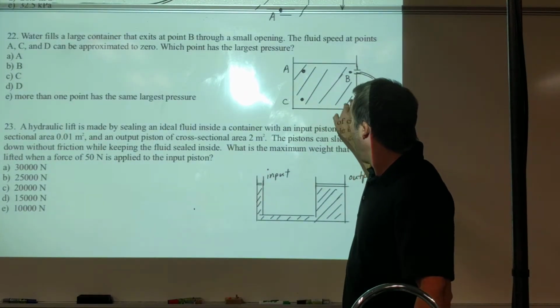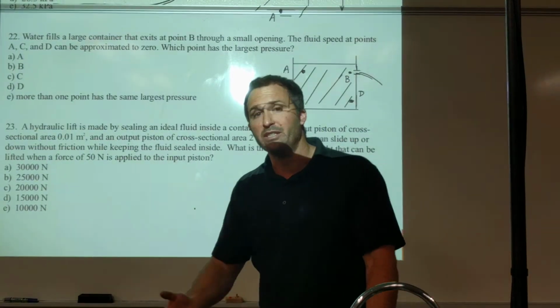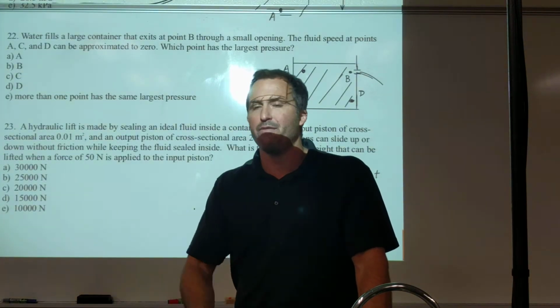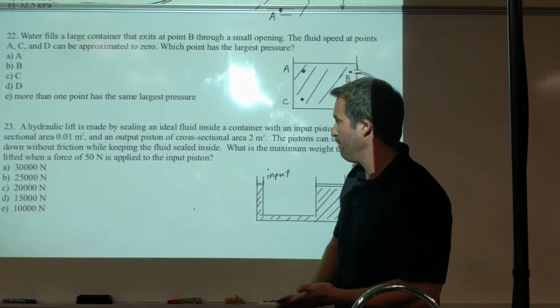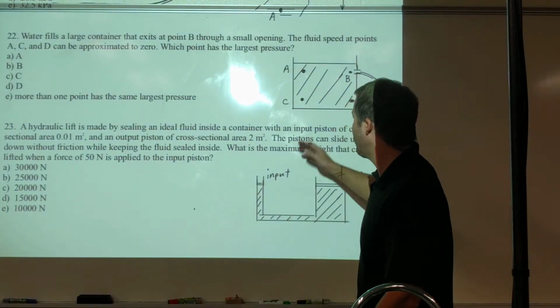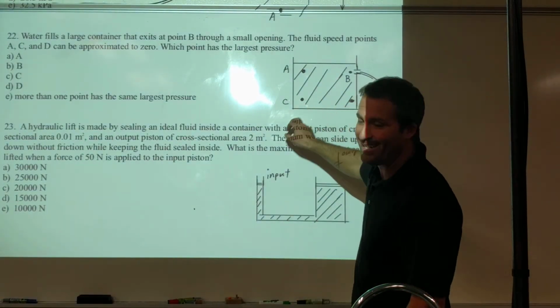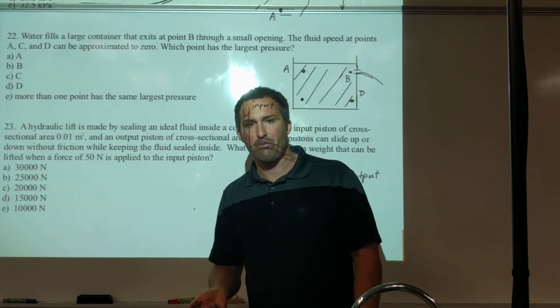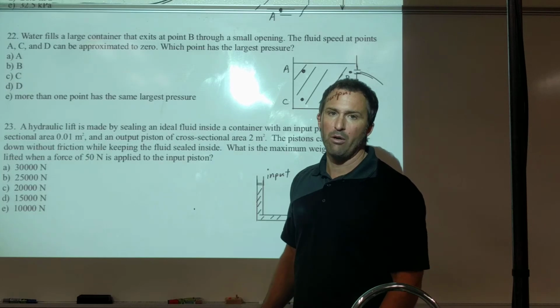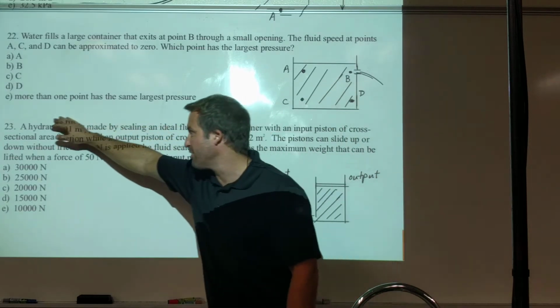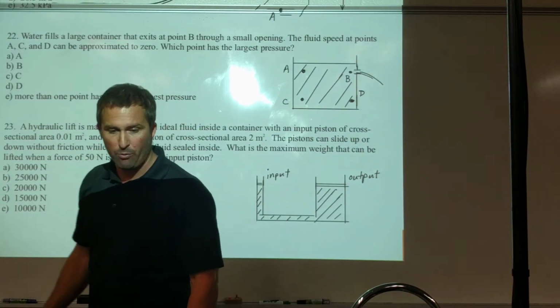Now, all three of these other points have 0 fluid speed, and so none of them have a further reduced pressure from the motion of the fluid. And so the answer is actually both C and D have the largest pressure. They have an equal largest pressure because they're at that same depth below and the fluid's not moving there. So it is answer E, more than one of those points.